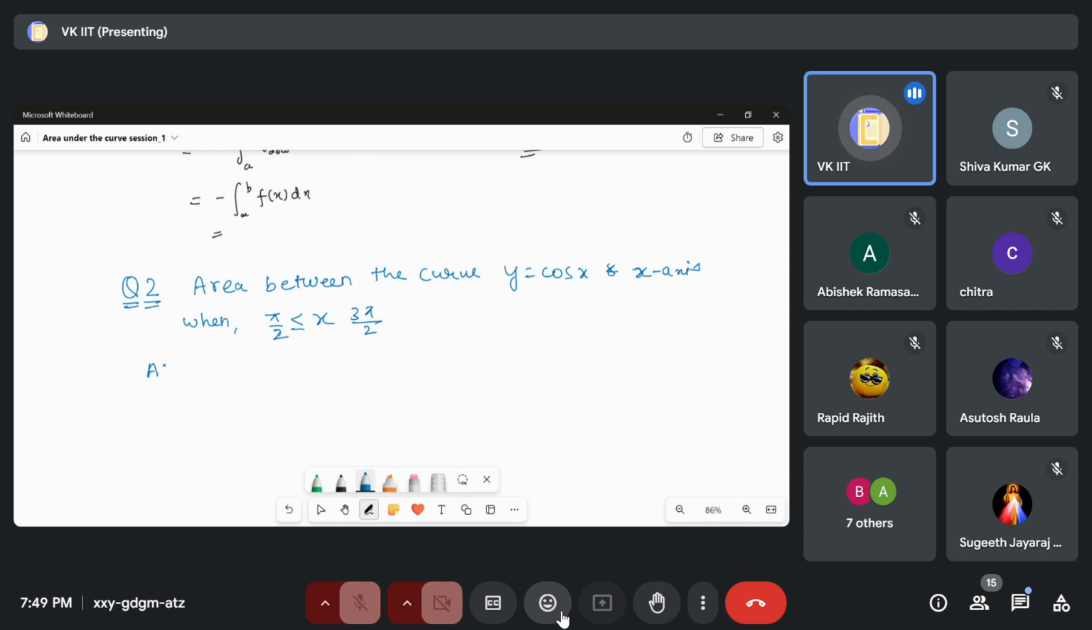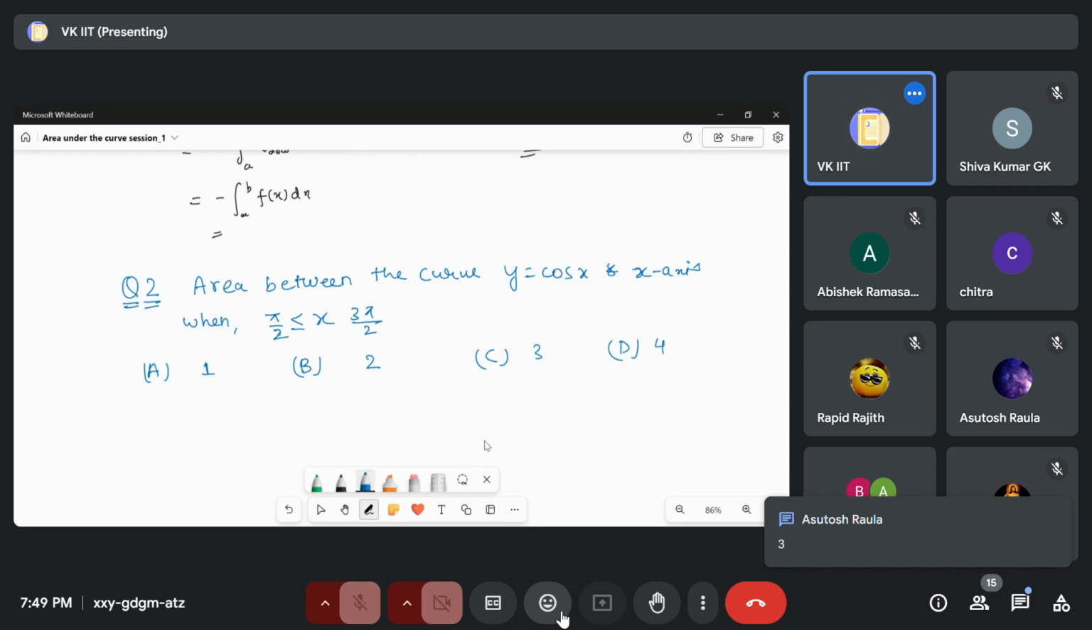Okay, let me give you the options also. This time you have to tell me the answer also because options are very easy and question is also easy. Yes, tell me quickly what is the answer. You have 1 minute. 3. Acha, C option. Any other student? Any other student with three answer or any other answer?